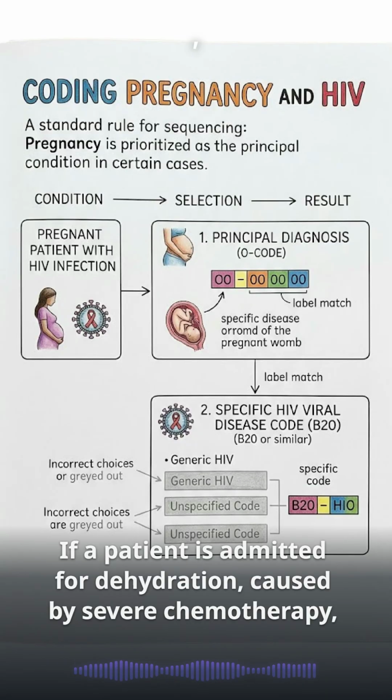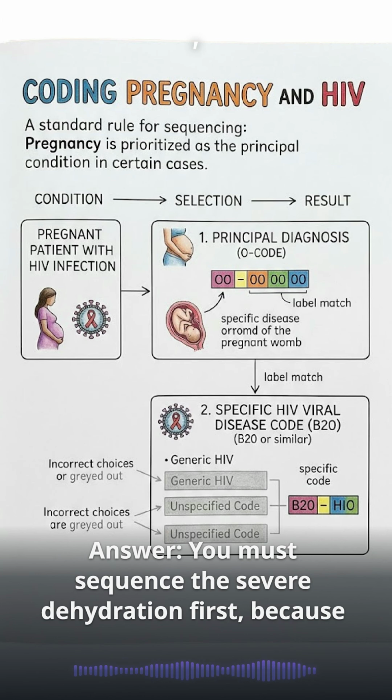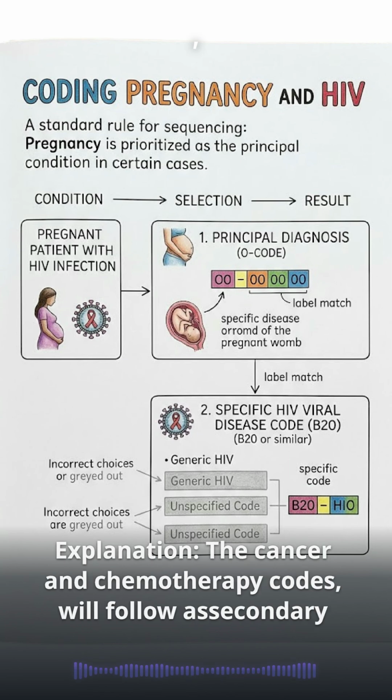75. If a patient is admitted for dehydration caused by severe chemotherapy, what comes first? You must sequence the severe dehydration first, because it is the reason for admission. The cancer and chemotherapy codes will follow as secondary diagnoses on the claim.